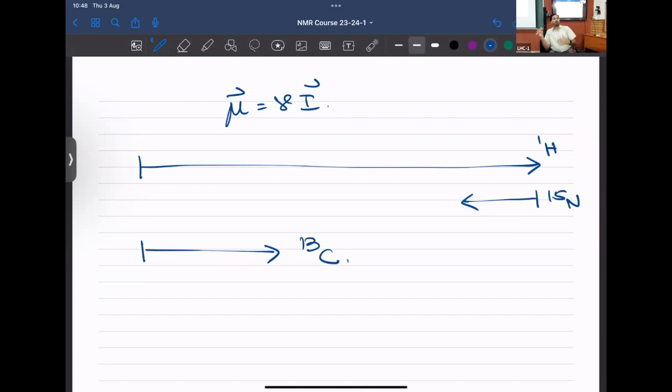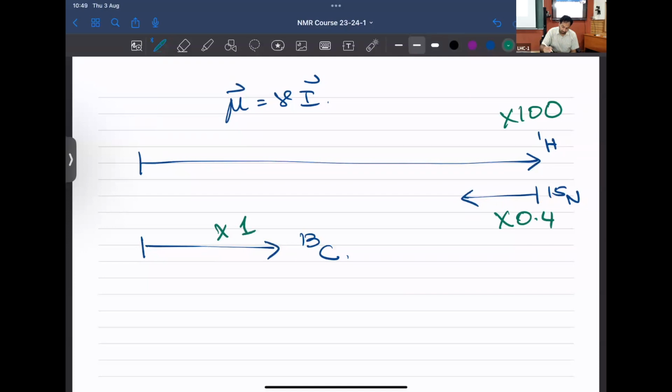These are vectors I'm trying to give you a picture of. The longer the vector, the more sensitive the experiment is. So as gamma goes lower and lower, the sensitivity starts to drop, in addition to the abundance, right? If you factor in the abundance, it's about 100 for proton, about 0.4 for nitrogen, and about 1 for carbon. So you're able to see why proton has so much interest for chemists.